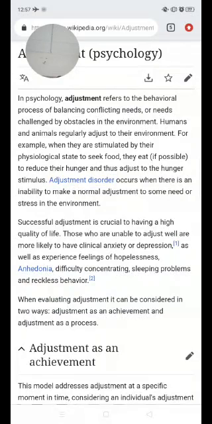So, in moral science, today's topic is adjustment. In psychology, adjustment refers to the behavioral process of balancing conflicting needs or needs challenged by obstacles in the environment. Alright, so what does it mean? Adjustment, if you think about the adjustment, what do we have to do? Sometimes we do not have much resource or we do not have many things, so we have to adjust ourselves with the things or with the needs.